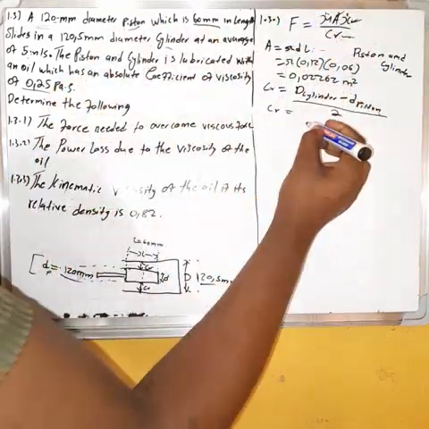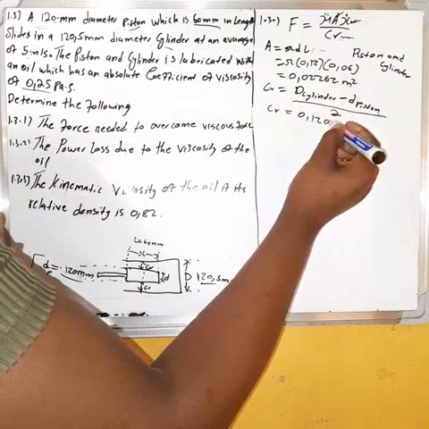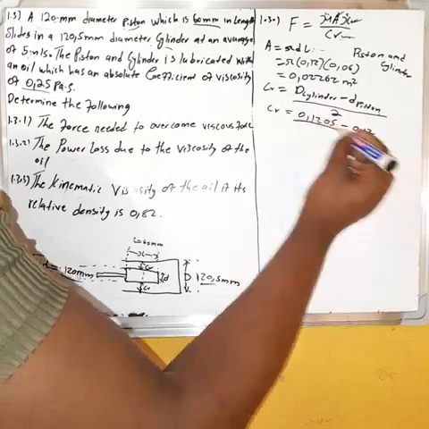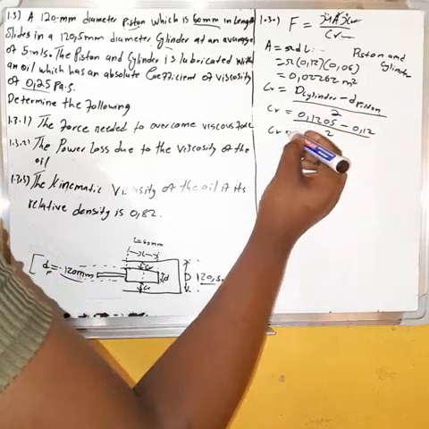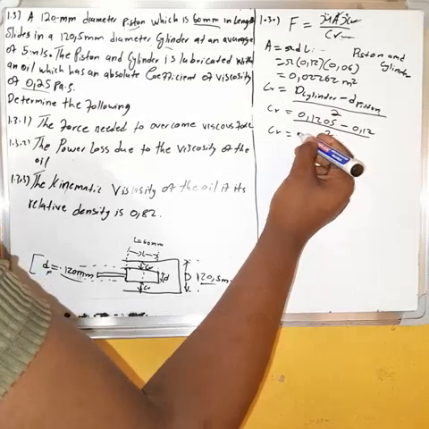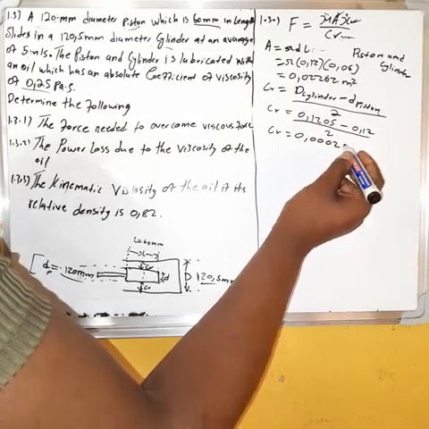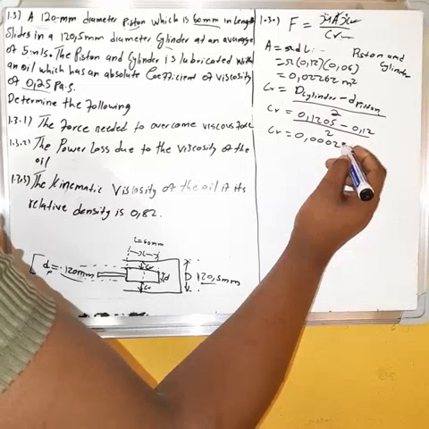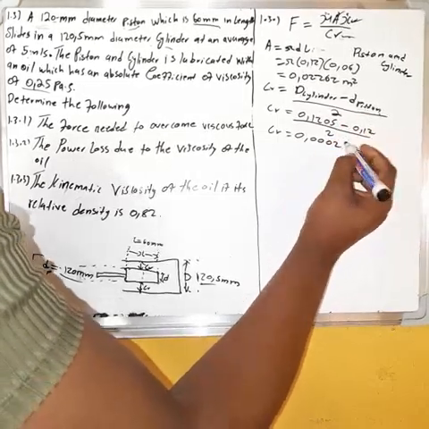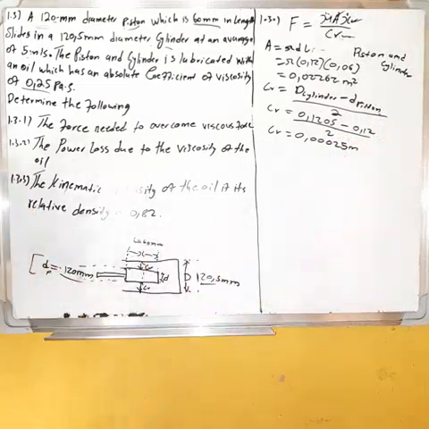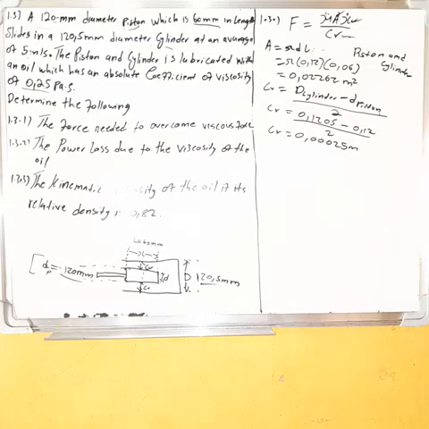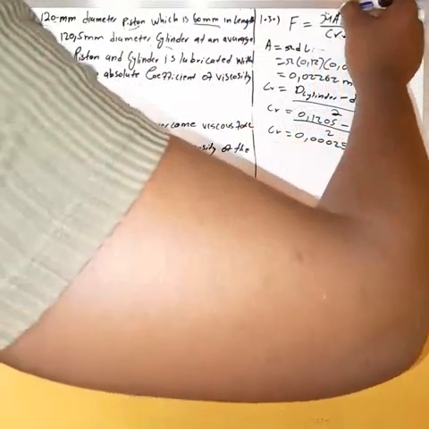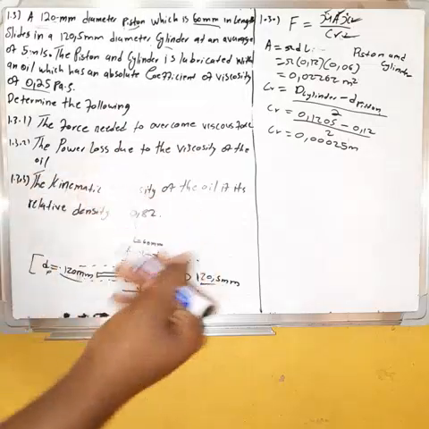Diameter of the cylinder 0.1205 minus 0.12, divided by 2. We should get that your clearance will be 0.00025 meter. We have the clearance, we have velocity, we have area, we have viscosity. Now we can calculate the force.